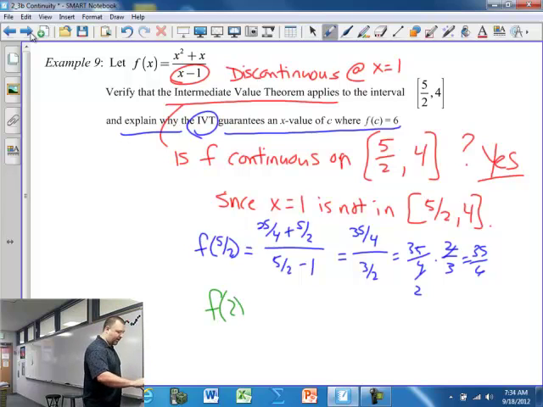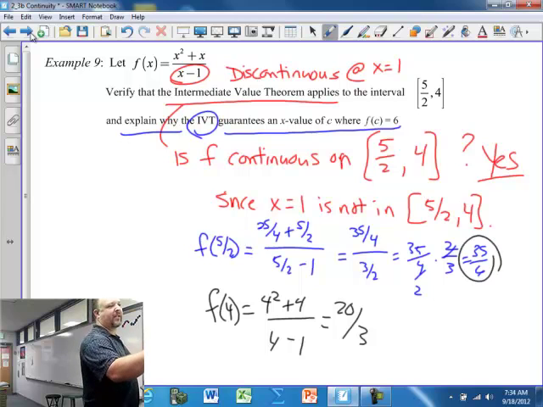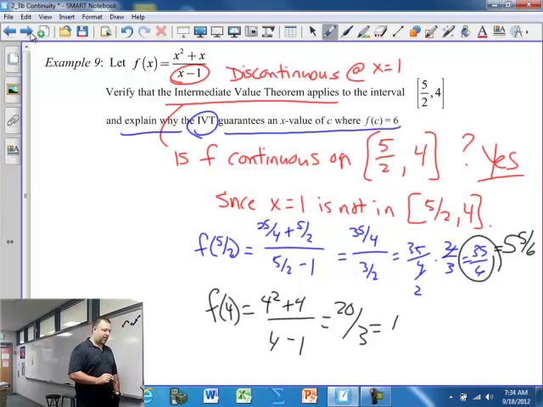F of 5 halves then, and f of 4 is 4 squared plus 4 over 4 minus 1, which is 16 plus 4 is 20 over 3. Now 35 sixths is 5 and 5 sixths, and 20 over 3 is 6 and 2 thirds.